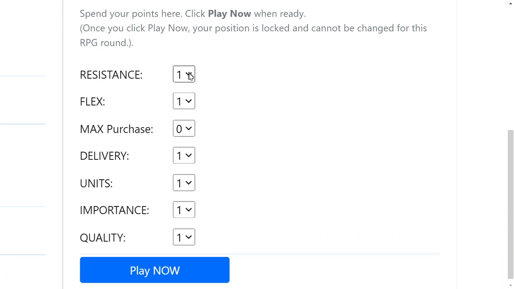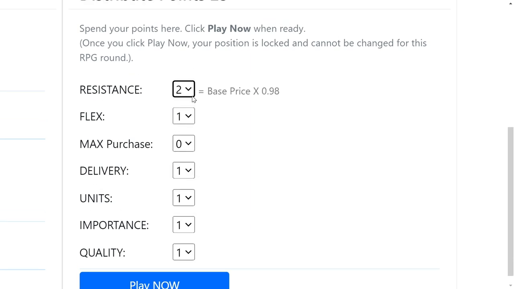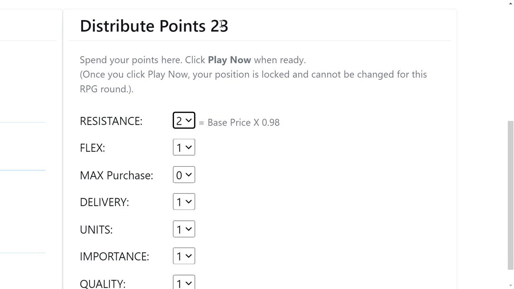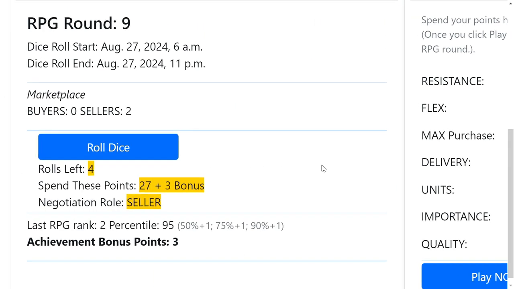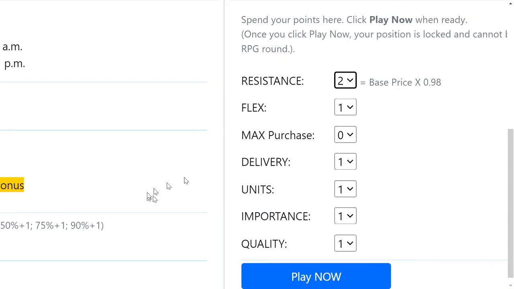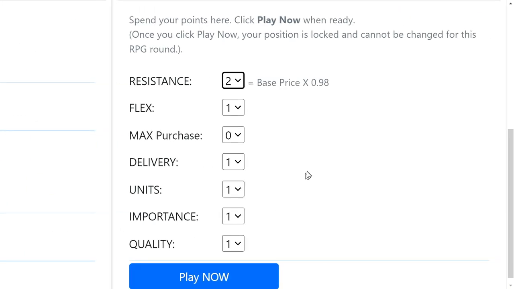Once we make a change, such as resistance, I'm going to change it to be 2. You can see we get a number up here. This is how many points we have left to distribute. So here we have 23 plus 2, 25, and then 26, 27, 28, 29, 30. How did we get 30? Because remember over here, we rolled 27 plus a bonus of 3, so that's 30. So we have 30 points we can spend any way we want.